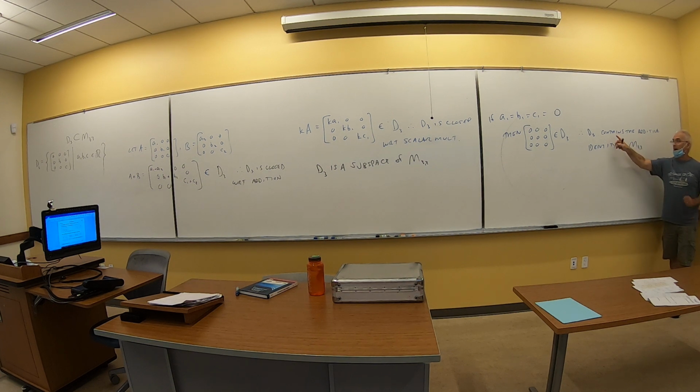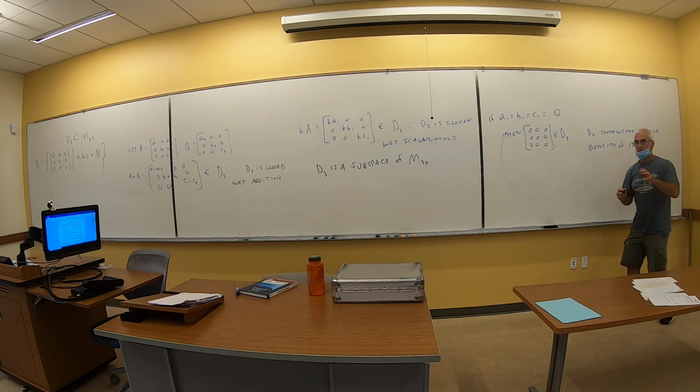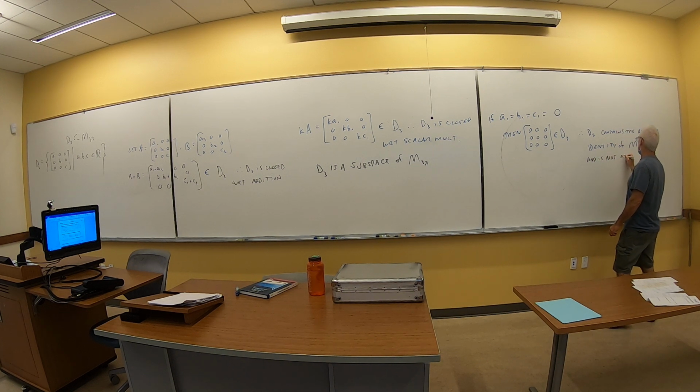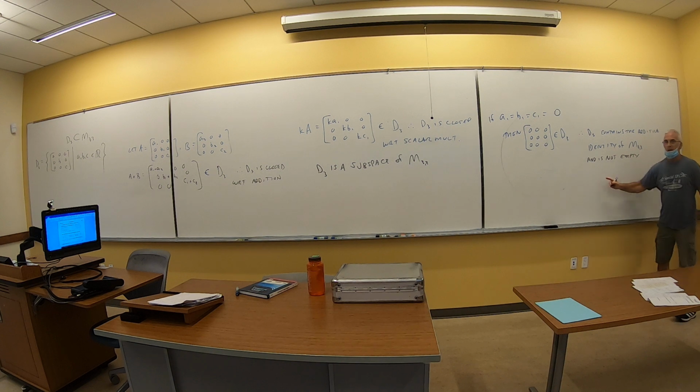Now, in this statement here, what the textbook will say, I like saying this. D3 contains the additive identity of M33. This is what the textbook will say. And is not empty. It contains the additive identity, therefore it's not empty. That's huge. I think it's redundant. I've just said it has at least the additive identity. I think it's redundant to now say, and by the way, it's not empty. Well, yeah, it has this. But in most textbooks, they want to see this. I don't need this. I'll usually put this in the key. You go, oh yeah, that's right, not empty was important.